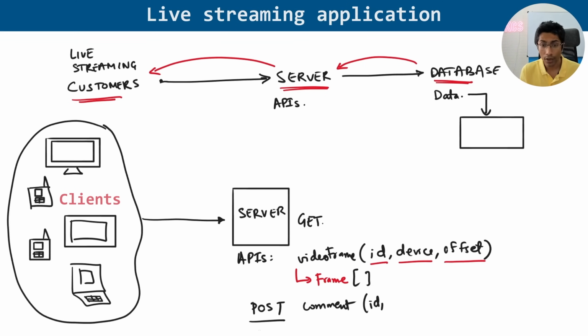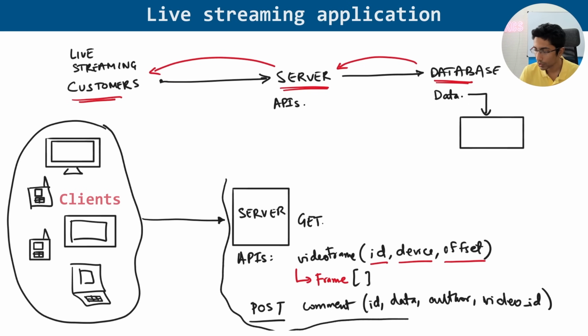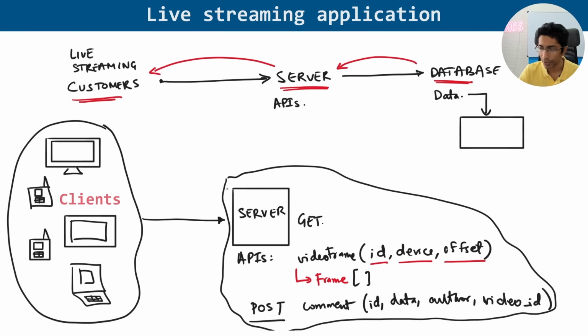So I don't need an offset, but I do need the comment data. I need the author of the comment. I need the post on which this comment was made, so maybe the video on which this comment was made. So the video ID. And similarly, for each requirement, we can expose APIs which will allow us to query and manipulate the data as we want. So that roughly defines our server-side capabilities. Okay, we haven't spoken about anything in detail. We haven't talked about the network protocol that we are going to use, but roughly this is what it is. Okay.